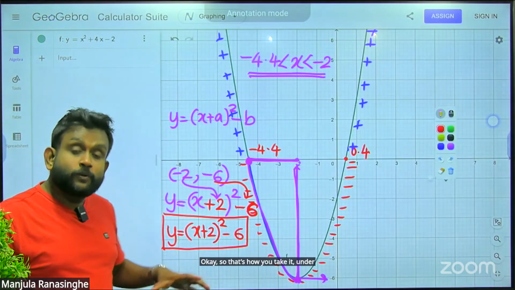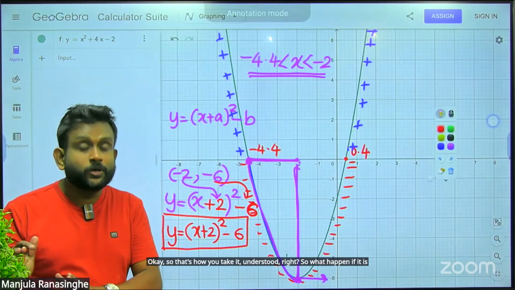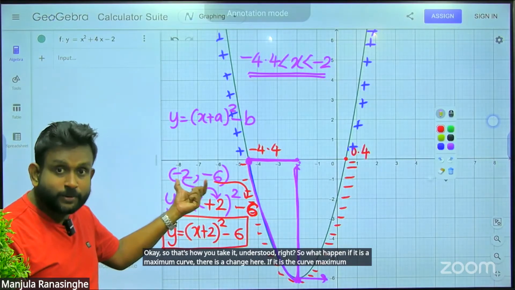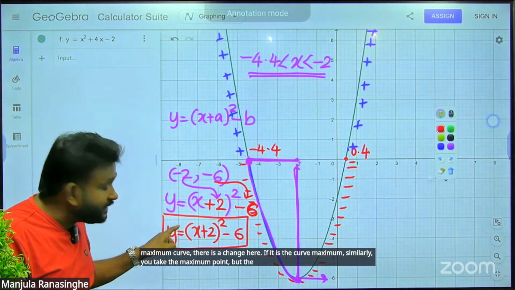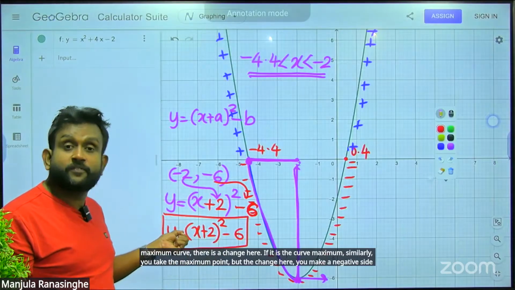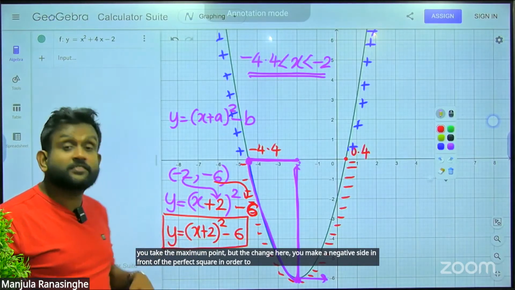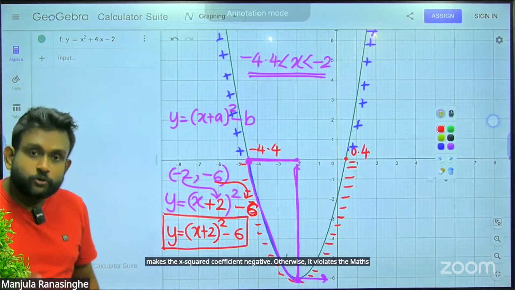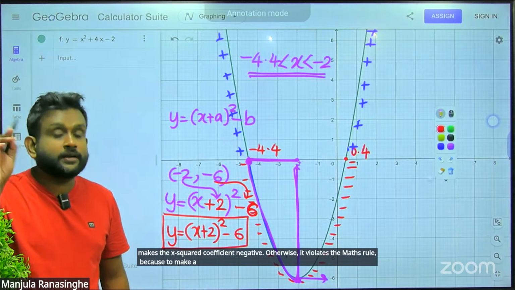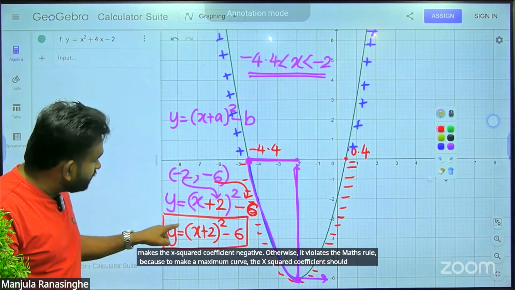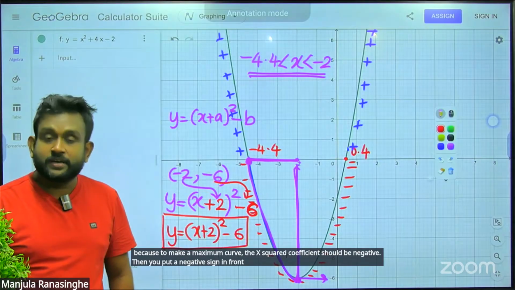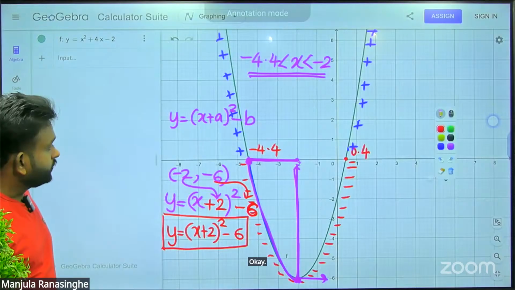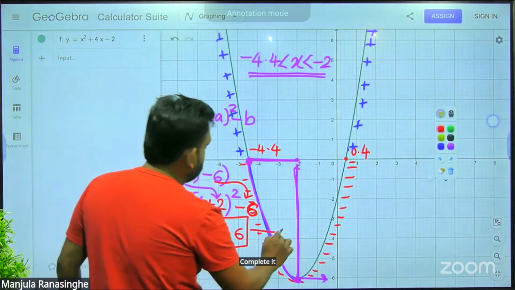Understood? So what happens if it is a maximum curve? There is a change here. If the curve is a maximum, similarly you take the maximum point, but you put a negative sign in front of the perfect square in order to make the x squared coefficient negative. Otherwise, it violates the maths rule, because to make a maximum curve, the x squared coefficient should be negative. All other procedure is the same. Complete it. Here you have 2 marks.